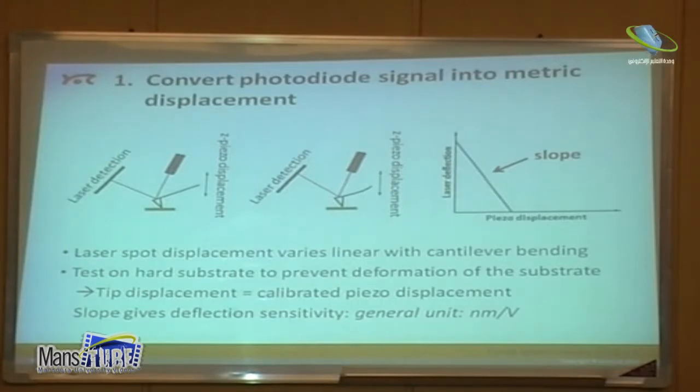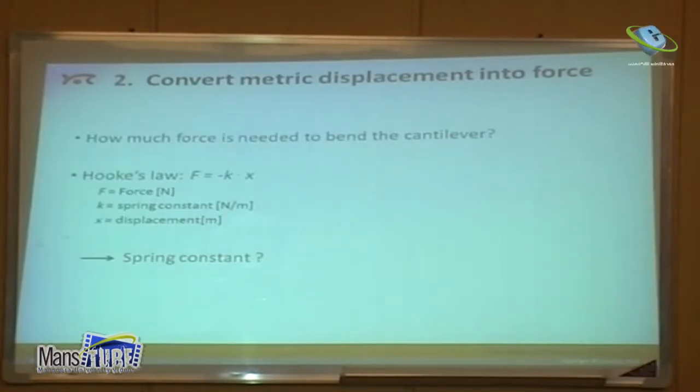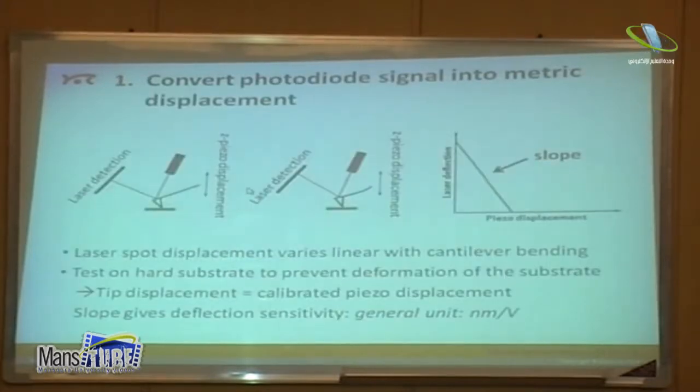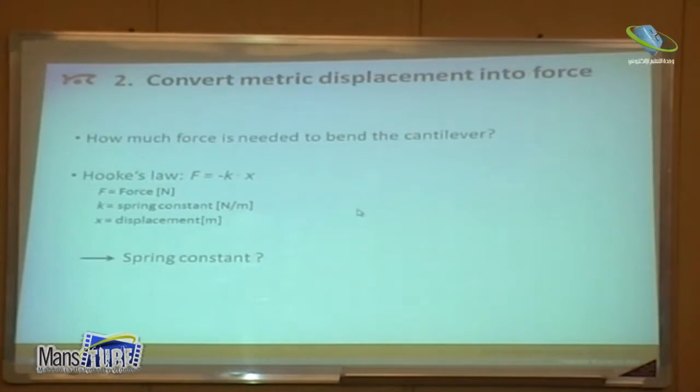This is just a general explanation. When the tip is moving, we can calibrate the piezo movement. So according to force equals the spring constant times distance, the distance we measure from here. So we know the distance, we know the spring constant of the cantilever, and then we can determine the force.